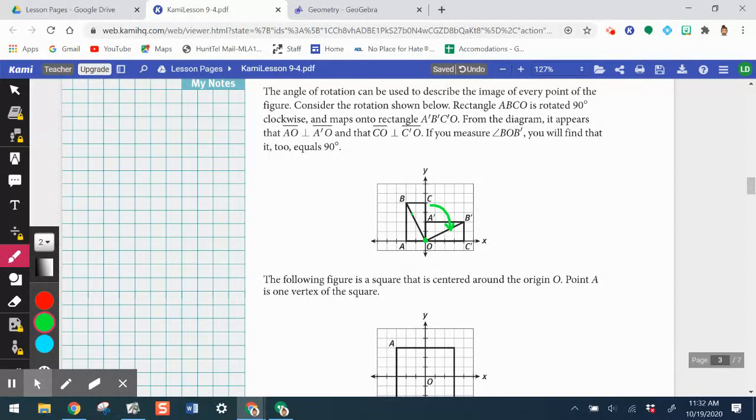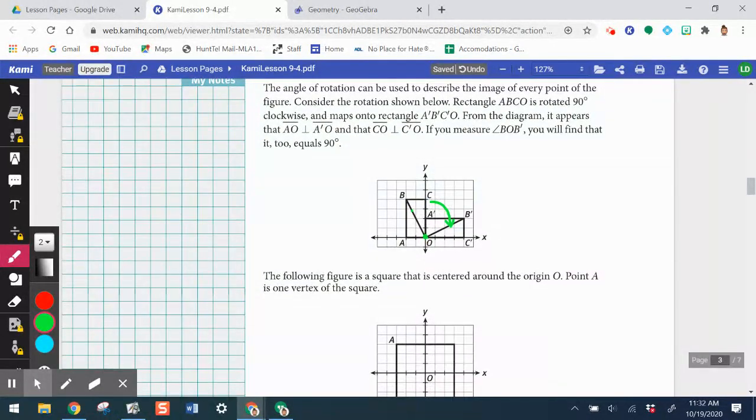From the diagram, it appears that AO is perpendicular to A prime O, and that CO is perpendicular to C prime O, and so forth. And BO is perpendicular to B prime O. So if this is true, if you measure angle BOB prime, you will find that it too equals 90 degrees.